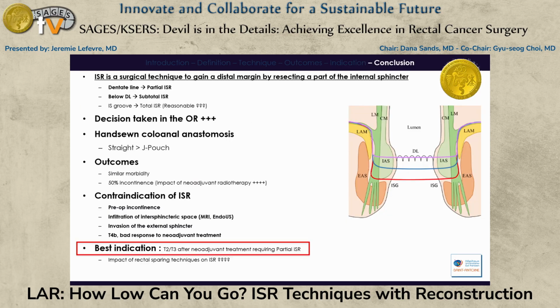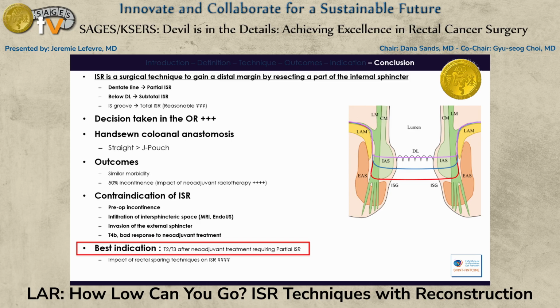So to conclude, intersphincteric resection is a surgical technique just to gain a distal margin by resecting part of the internal sphincter. If you make the incision at the dentate line, you will resect part of the internal sphincter. Below, you will resect 2/3 of the internal sphincter. The decision will be taken in the theater. You will make a coloanal anastomosis, probably straight.